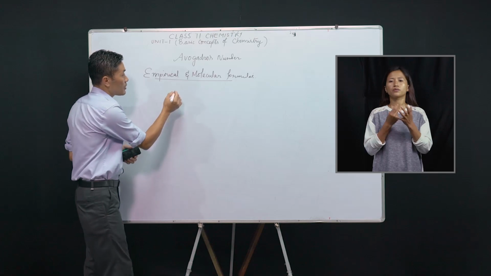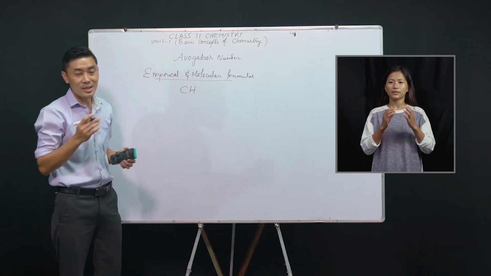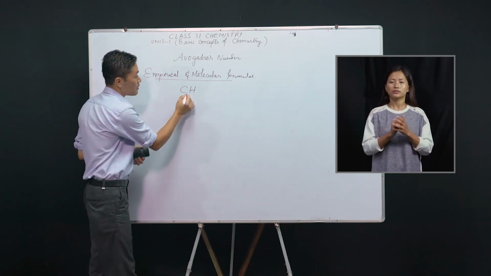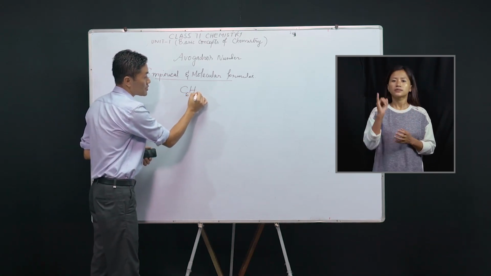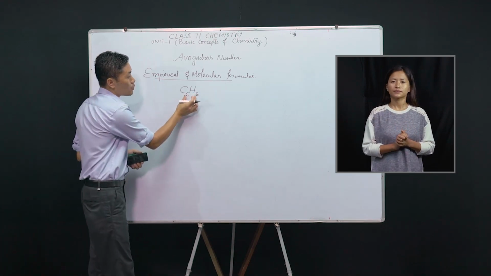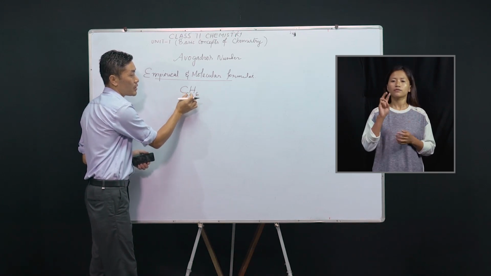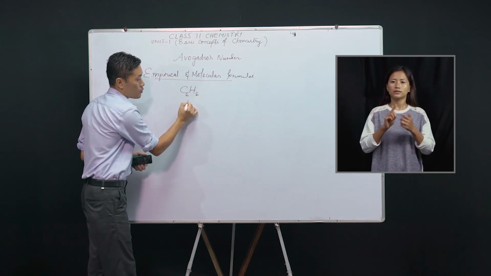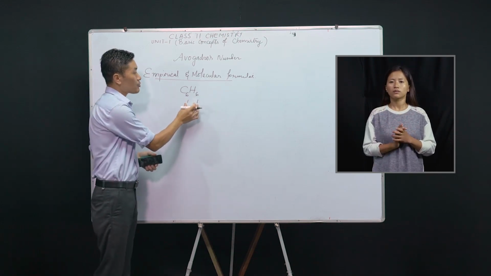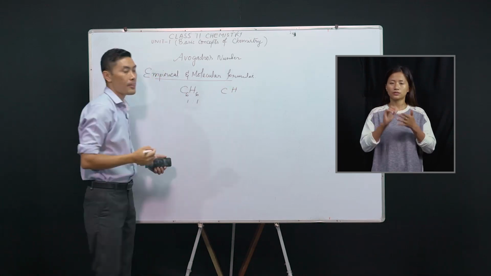So if we have benzene, which contains 6 carbon atoms and 6 hydrogen atoms, the molecular formula of benzene is written as C6H6. Now, if we take the simplest whole number ratio of the number of atoms for these two elements, carbon and hydrogen, we get 1:1. Therefore, the empirical formula for benzene will be CH.